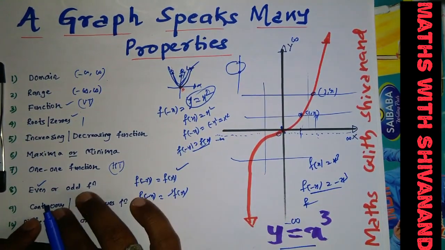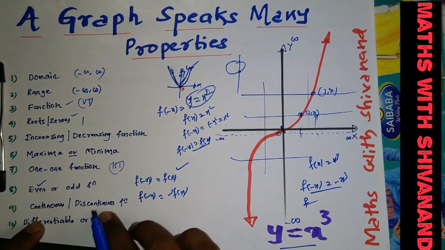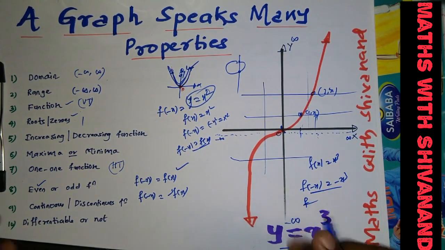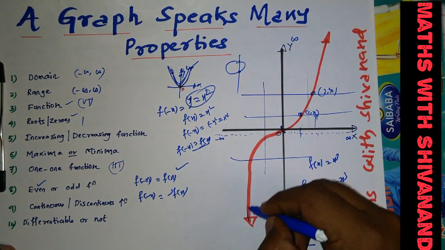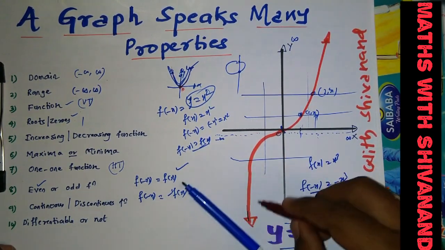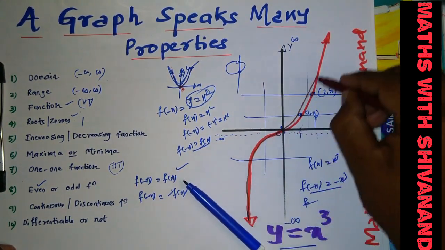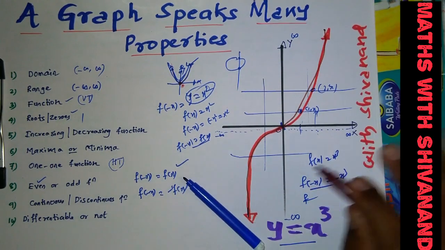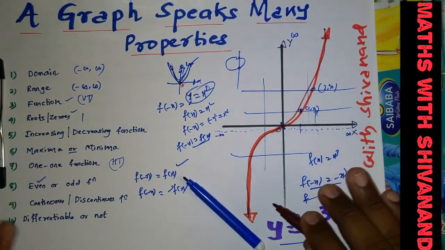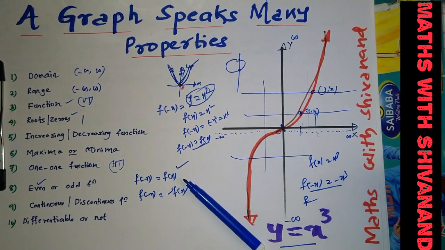Next property number 9 here, continuous or discontinuous function. Check, is it possible for you to draw this graph without lifting your pen here? If you draw this graph without lifting your pen, definitely it is a continuous function. Else it is not continuous. We say discontinuous function here.